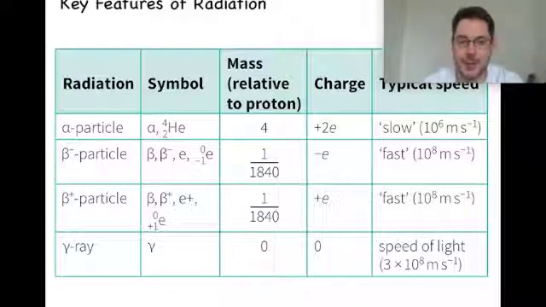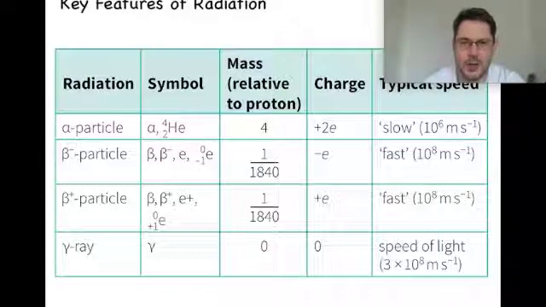A little slow for radiation. We can see if we drop down to beta negative particle, and we look at the symbols there. Beta negative particle is sometimes just known as beta. It's also known as beta negative, and it's also known as electron because it is an electron. You see there? Nucleon number 0 and a -1 for an electron there on the proton number.